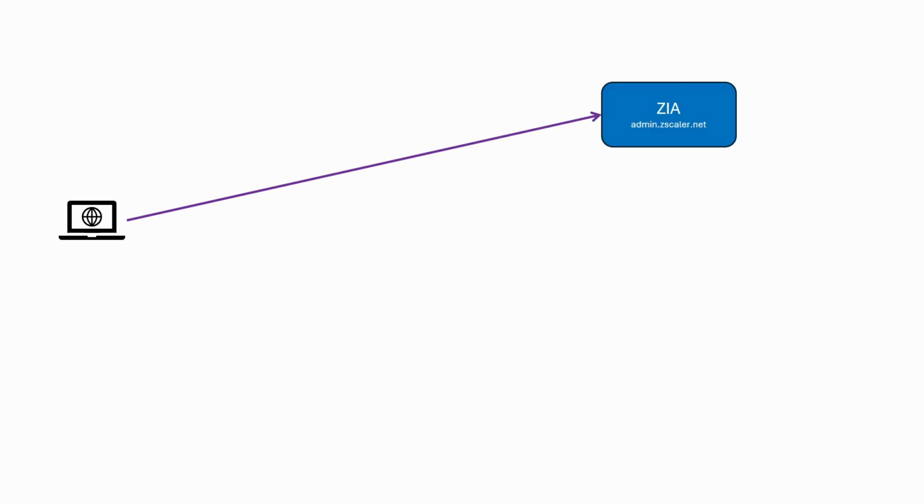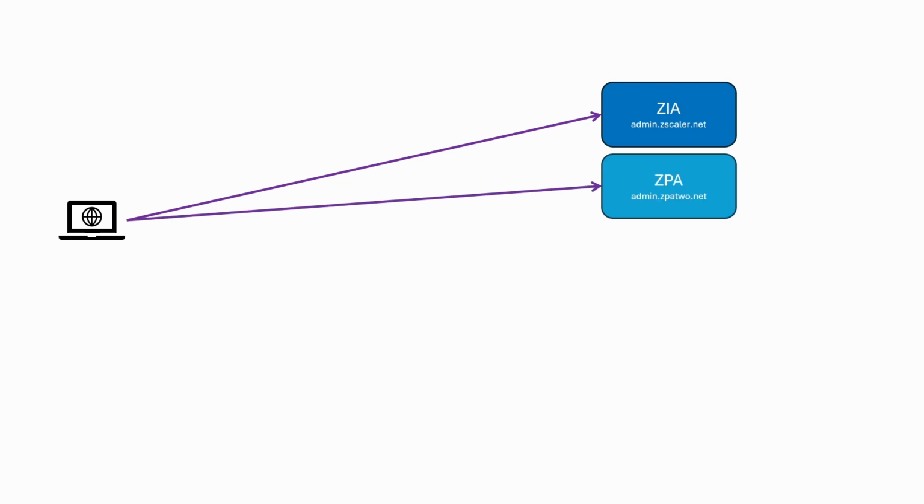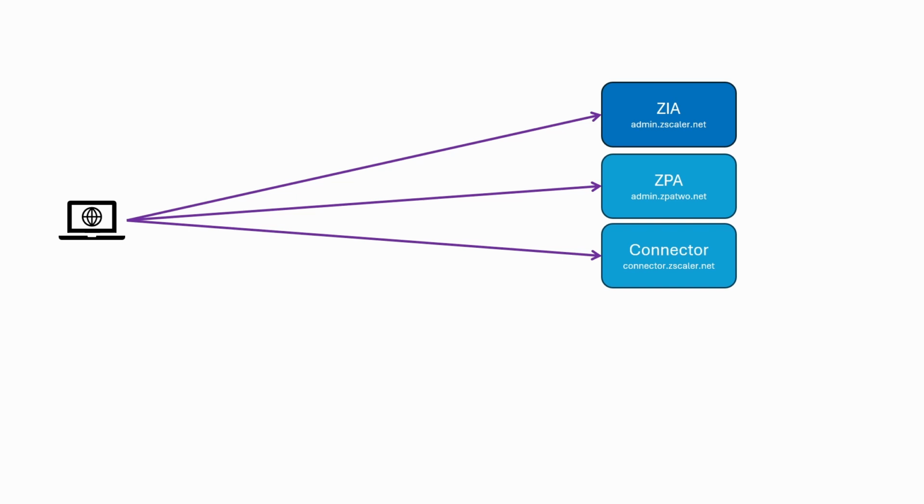So I can go to ZIA, Zscaler Internet Access, admin.zscaler.net. Now Zscaler.net might be different for you. There are different clouds. Zscaler doesn't put all of its customers in one place for obvious reasons. I can also log directly in on my laptop in my web browser to Zscaler Private Access. And my cloud again is zpa2.net. Yours may differ.